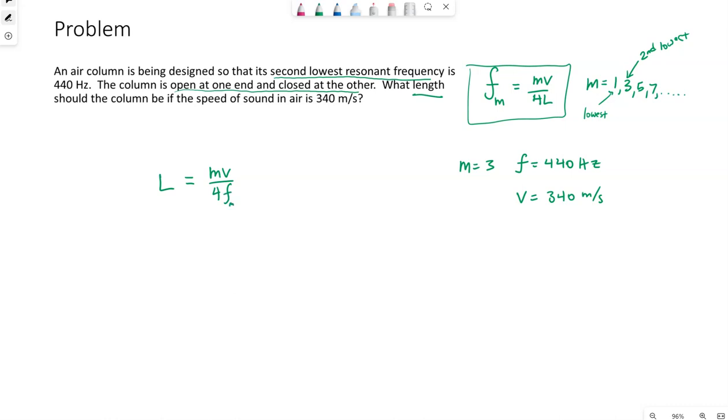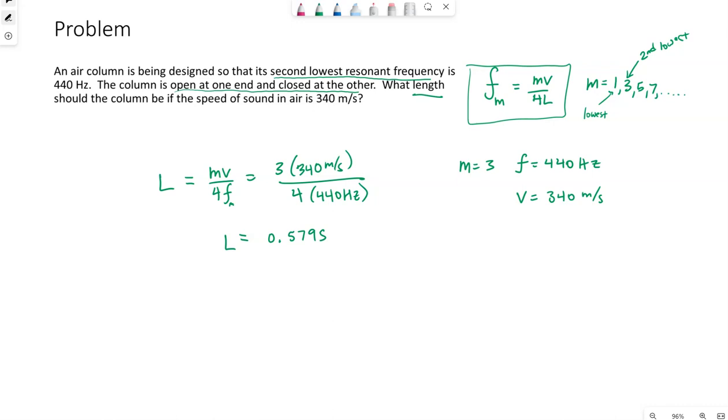just bringing the frequency down, our m value, the second lowest m value, is 3. That's, of course, since these m values can only be odd. The speed of sound is 340 meters per second. Our frequency, 440 hertz. So plugging this in, I'm getting 0.5795.